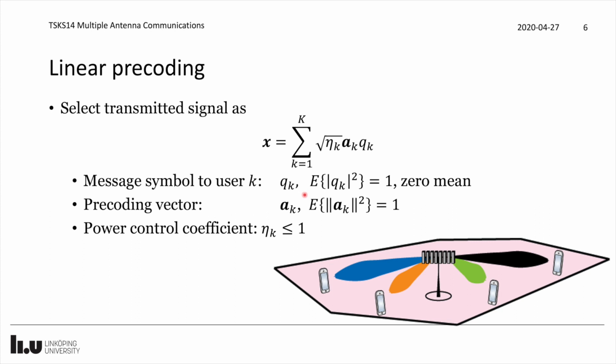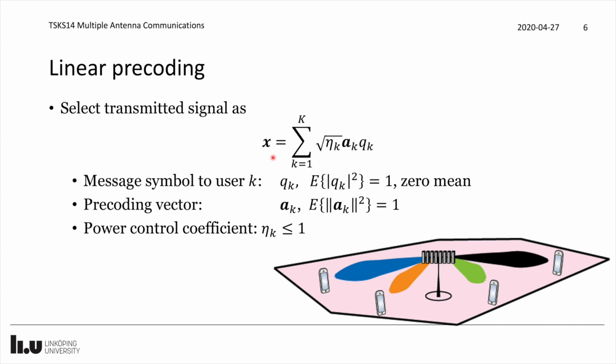Since a_k is selected typically based on estimates of the random channel, it's also a random variable, so we need this averaging over that randomness. And finally, we have power that we need to allocate between the different users at the base station. So we have these power control coefficients, eta k, which should be smaller or equal to 1, just as in the uplink. But in addition to this, we also need the total power from the base station to be equal to rho downlink. So that turned into that the squared norm of x should have an expected value that is smaller or equal to 1.